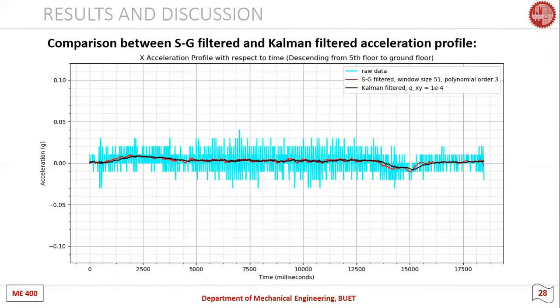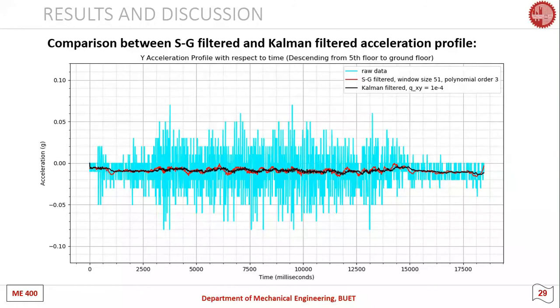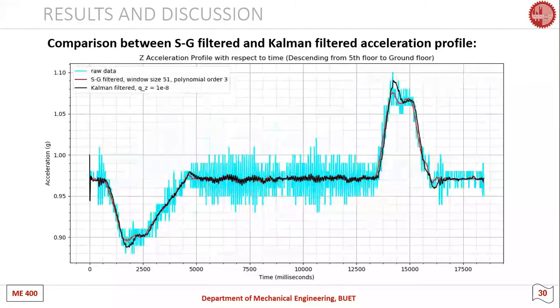Now, a comparison between the SG filter plot and the Kalman filter plot. Here we can see that in the x direction, the SG filtered and the Kalman filter plots are almost the same. In the y direction, the SG filter plot gives out more peaks than the Kalman filter. In the z direction, it is noticeable that the Kalman filter plot gives sharper and higher peaks than the SG filtered plot.